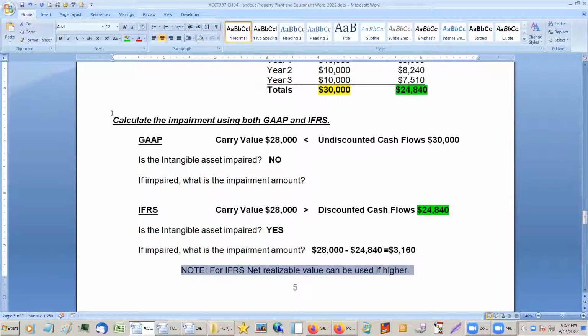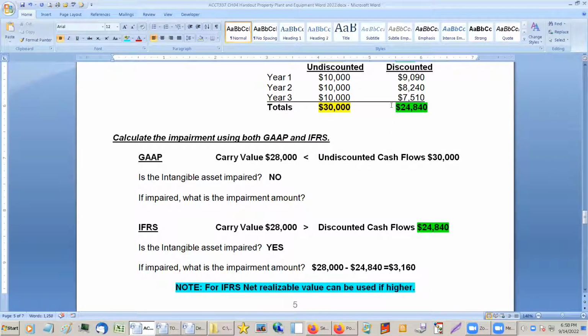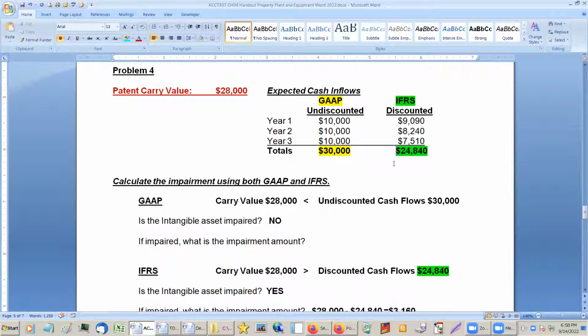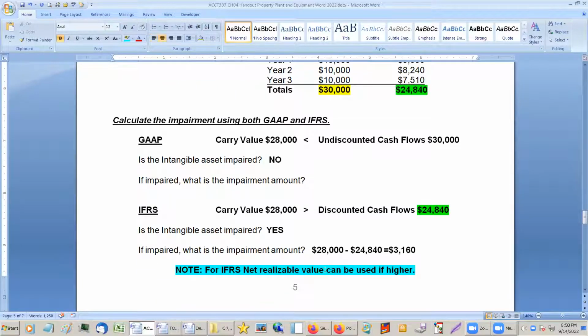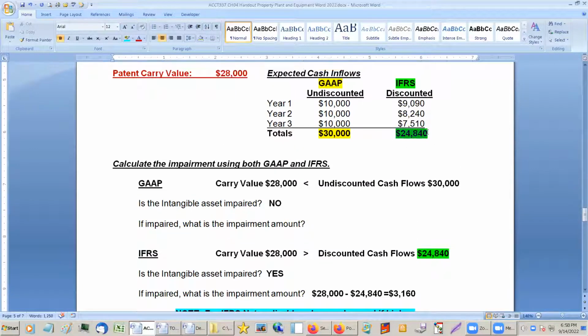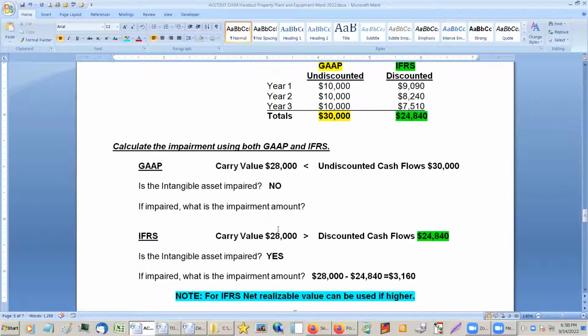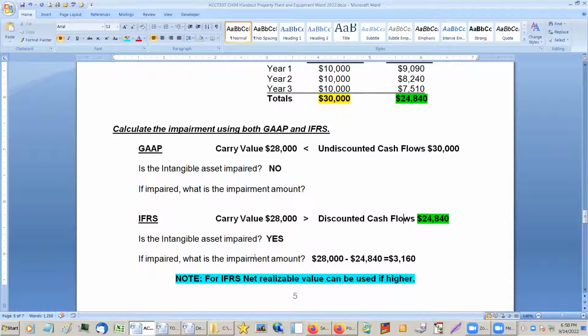Now there is a little bit of a complicating thing here too, though. IFRS even has one more hoop we can jump through, and that is if we can sell it for more than the net realizable value, the selling price minus selling expenses, if we can sell it for more than the 28,840, that's the number we can use for the net realizable value instead.